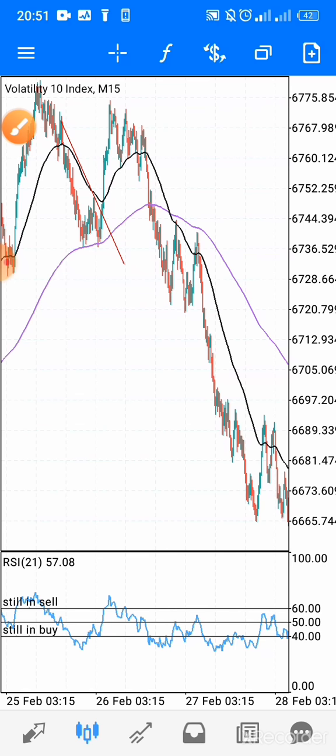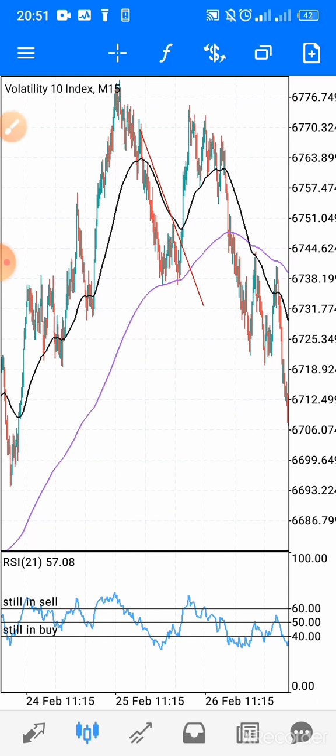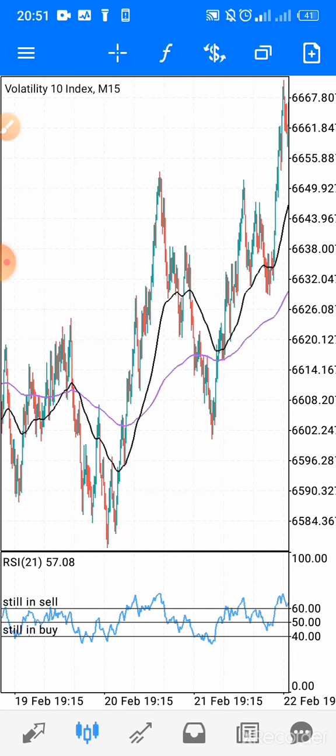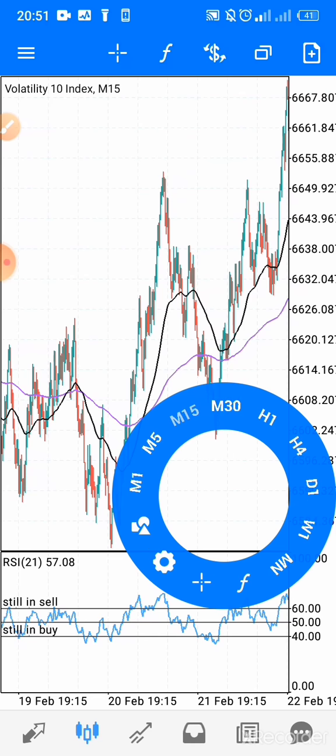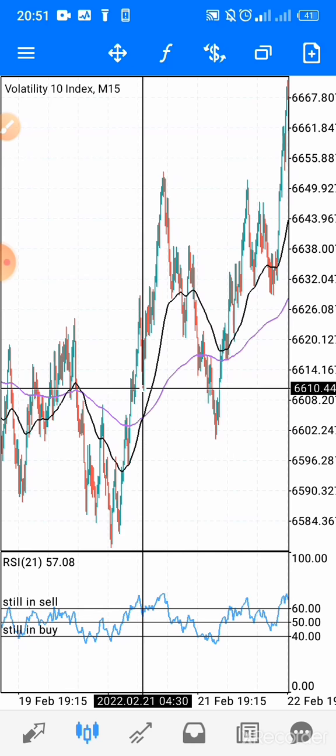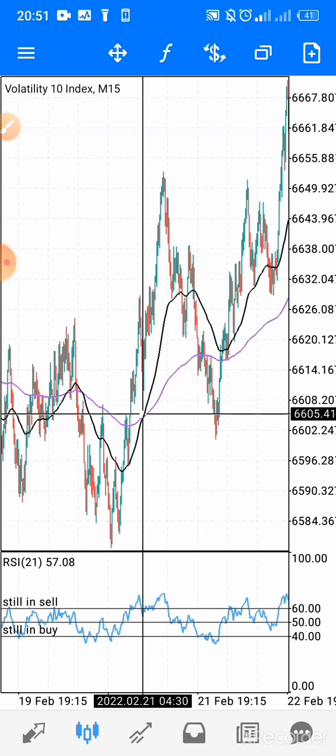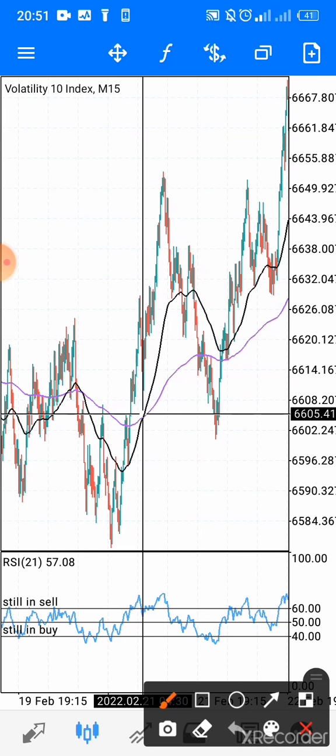Sometimes the breaking of market structure occurs before the EMA crossover. Let's look here again. When the moving average is closed, there's a breaking of market structure.